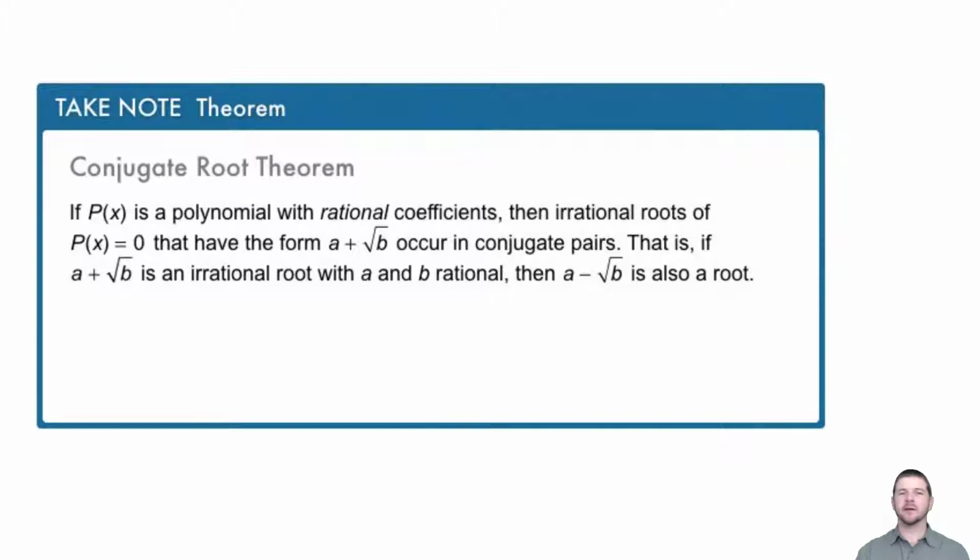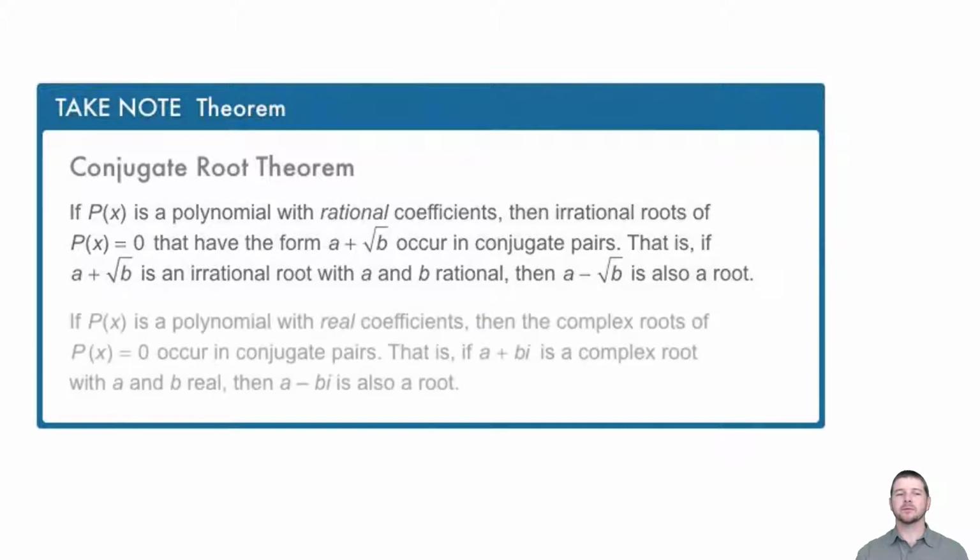If p(x) is a polynomial with rational coefficients, then irrational roots of p(x) = 0 that have the form a + √b occur in conjugate pairs. That is, if a + √b is an irrational root with a and b rational, then a − √b is also a root.